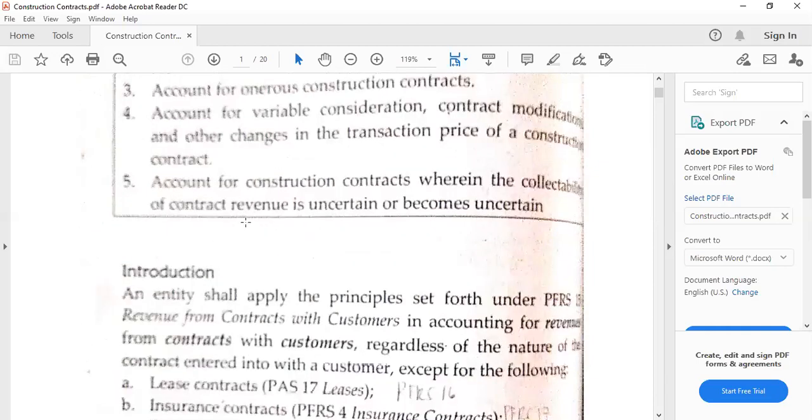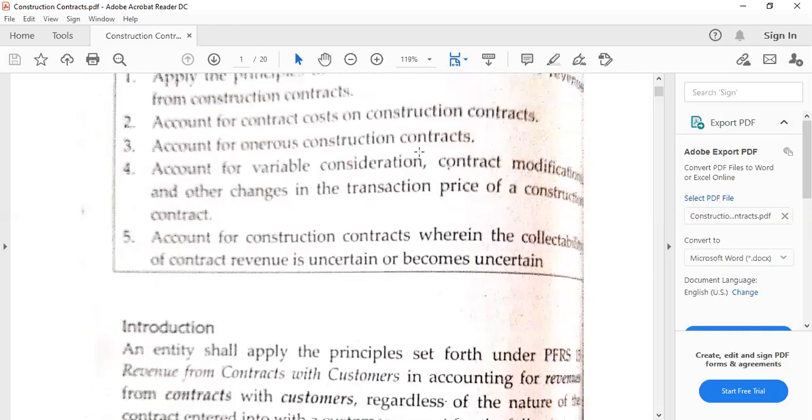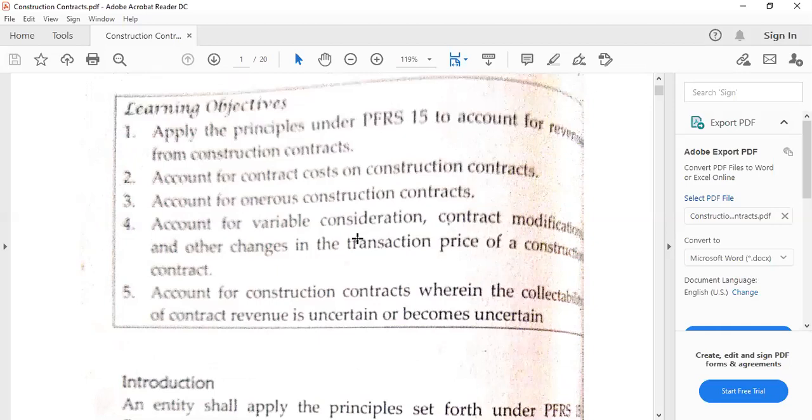Number five, account for construction contracts wherein the collectibility of contract revenue is uncertain or becomes uncertain. So what do we do in these situations wherein collectibility, or collectability, it's the same, would be uncertain or becomes uncertain? Just like for installment sales, if collectibility becomes uncertain, then we are going to make use normally of installment sales. But if it becomes highly uncertain, that's the time that we use the cost recovery method.